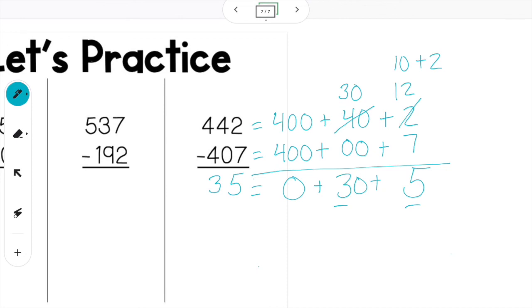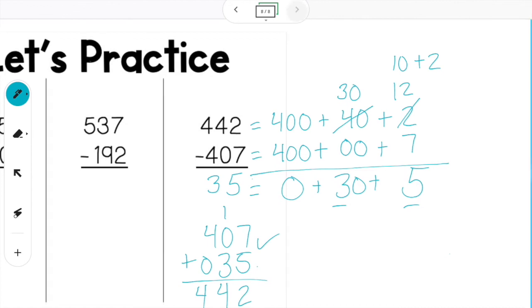Again, I can add to check this. So I can add 407 plus 35. 7 plus 5 is going to be 12. Put the 1 on top of the tens place. 1 plus 0 is 1. 1 plus 3 is 4. Don't have to bring any extra hundreds over. So 4 plus 0 is going to be 4. So that answer is correct.